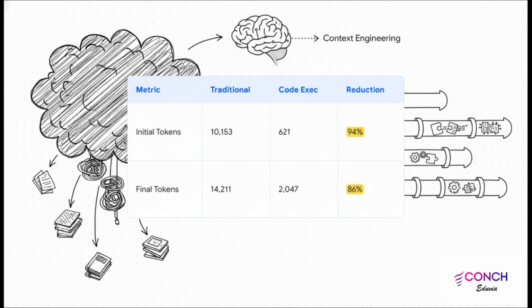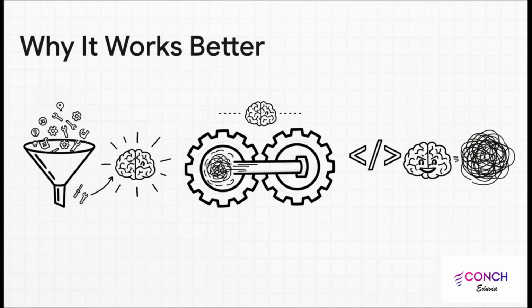Look at the final tokens row, an 86% reduction. And do you know why? It's because that huge meeting summary, it never even entered the LLM's context. It just flowed directly from one tool to the next through the code, making the whole process incredibly lean and efficient. The power of this approach really boils down to 3 huge advantages.